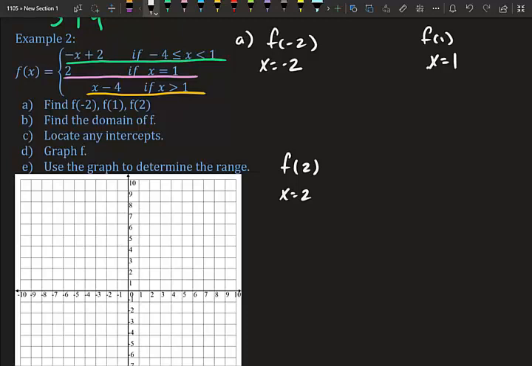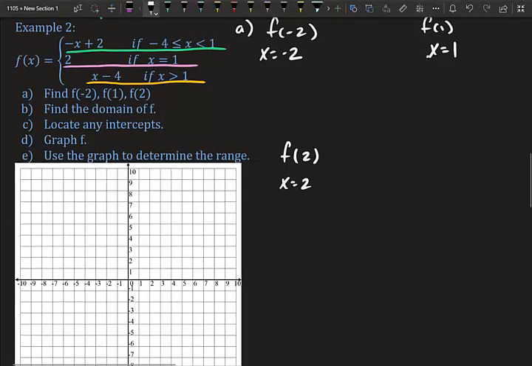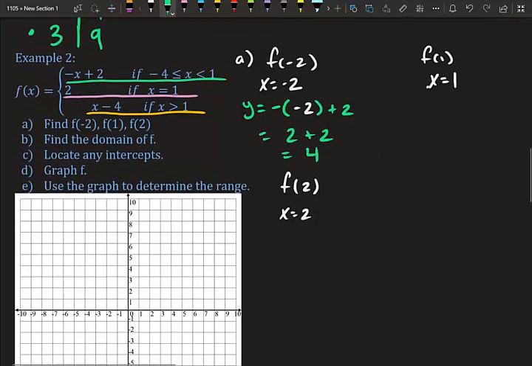Alright, so negative 2. Is negative 2 greater than 1? Nope. Does negative 2 equal 1? Nope. Does negative 2 fit in between negative 4 and 1? Yes, it does. So that's what I'm going to plug it into. I'm going to plug it into y equals negative x plus 2, and we're replacing x with negative 2. So we have 2 plus 2, which is 4. So f of negative 2 equals 4.